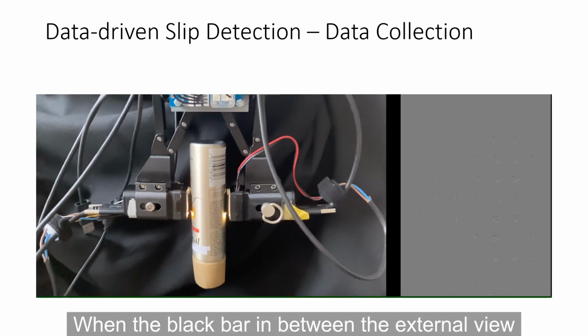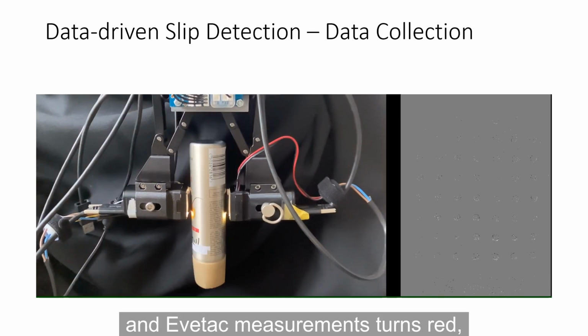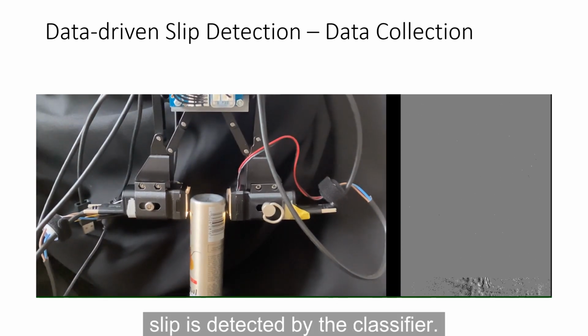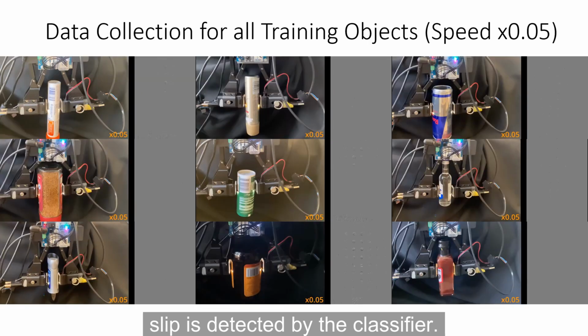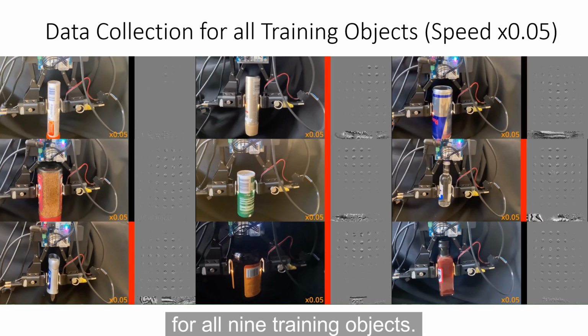slippage. When the black bar in between the external view and Evetac's measurements turns red, slip is detected by the classifier. We repeat this procedure for all 9 training objects.